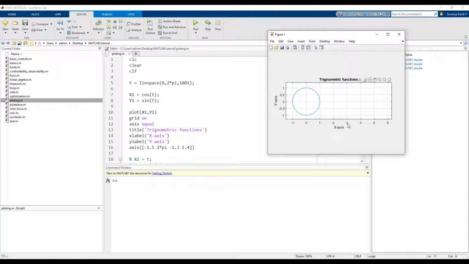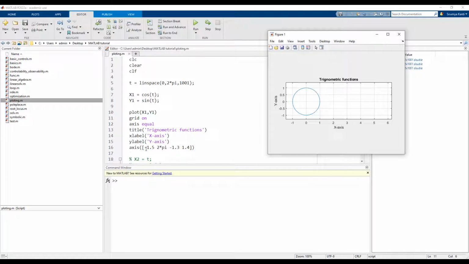Axis equal makes the axes equally spaced, so this figure has equal scaling in both directions. You can also give it a title, like "trigonometric functions" here. You can provide the label for this particular x and this particular y as well. So I am giving it x and y.